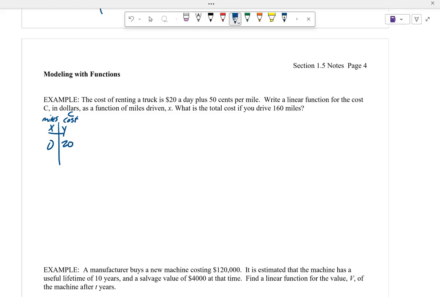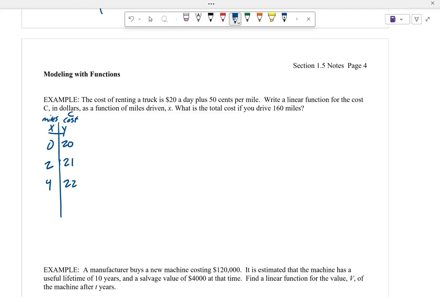If you drove, let's say, 2 miles, well, it's 50 cents per mile. So 2 times 50 cents, I got $1, right? $1 charge for the mileage plus the $20 charge, so that'd be $21, right? If I went 4 miles, well, 4 times 50 cents is $2 charge for the mileage, but you always have that $20 charge, right? So that'd be $22, and so on. You could keep going with that, get a bunch of points.